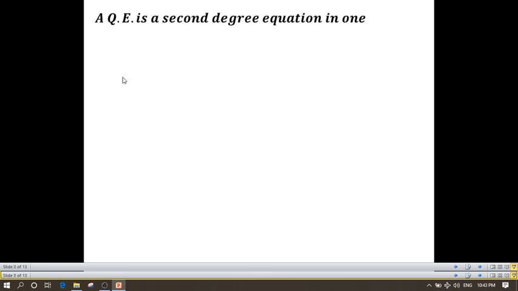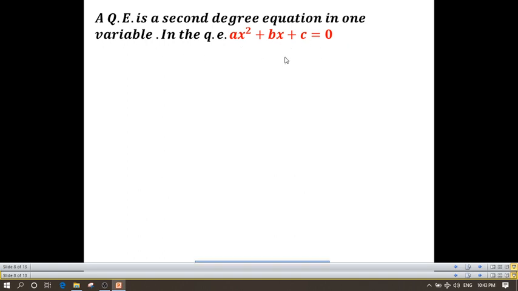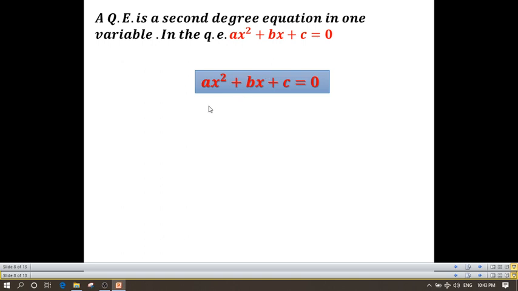So a quadratic equation is a second degree equation in one variable. In the equation ax square plus bx plus c equal to 0. So ax square plus bx plus c is equal to 0.